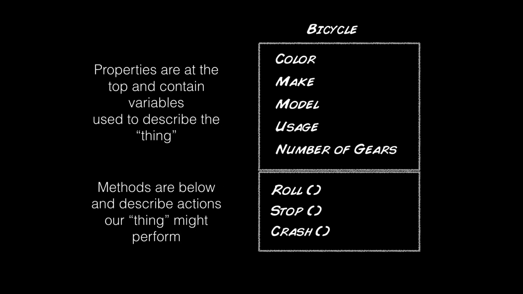So let's make a diagram with a few methods on it. And I just thought of some things that bicycles can do. They can roll, they can stop, and when I'm riding one, they sometimes crash. And I'm sure that we can come up with more than that, but this is just a small set of things that we can put in there. So at the top, we have all of our properties, and at the bottom, that's when we have all of the methods. So the top part is properties, the bottom part is methods.